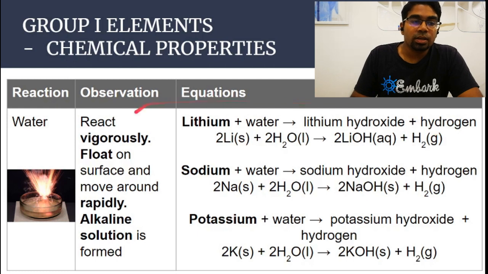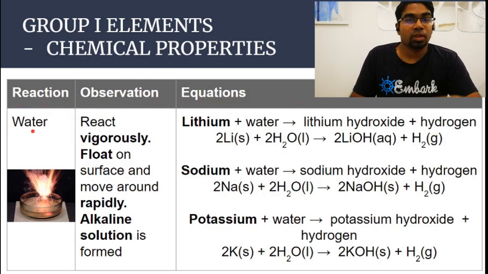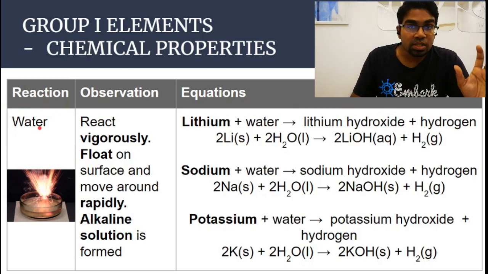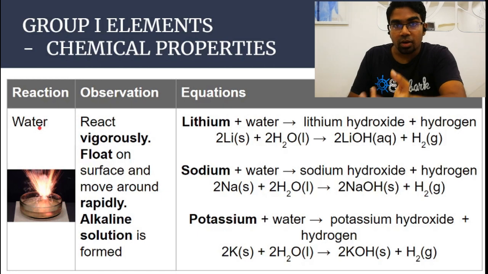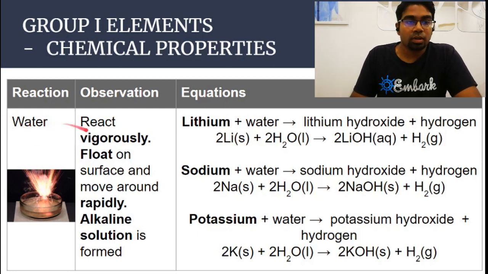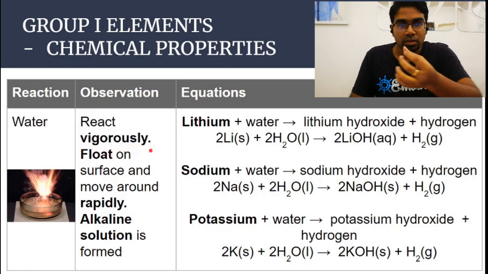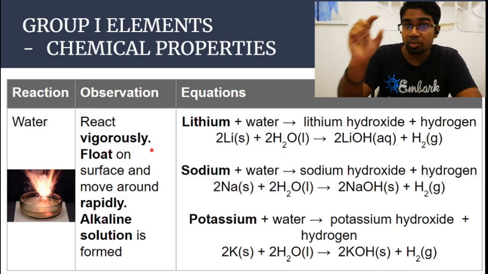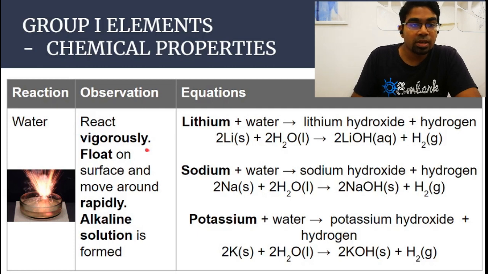Now the third one is reaction with water. Remember, earlier they didn't directly react with water. They reacted with oxygen first, then we took the oxide and put it in water, and at the end we got metal hydroxides. Now, with direct reaction with water, first of all, the reaction is very vigorous. If you add potassium, it can cause a small explosion. If you use a big enough piece, it can really cause an explosion.